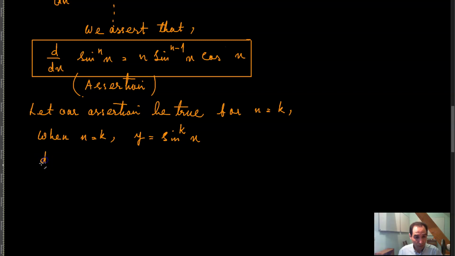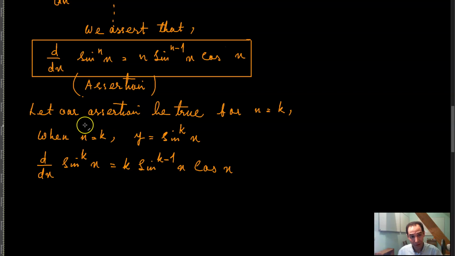And I want to assume that d by dx of sine raised to the power k of x is equal to, wherever you see an n, you have to replace it by k. So that's k times sine of k minus 1 of x times cos of x. So let's assume that this is true, meaning that let's assume that P of k is true. Okay.